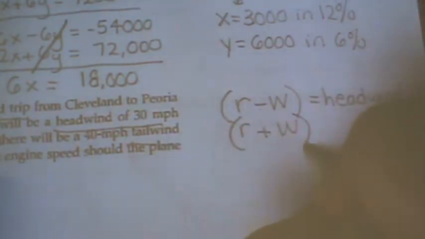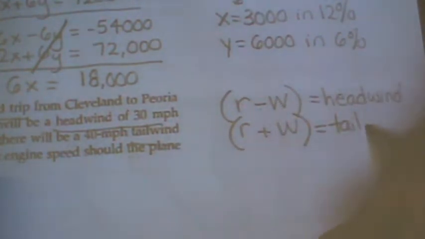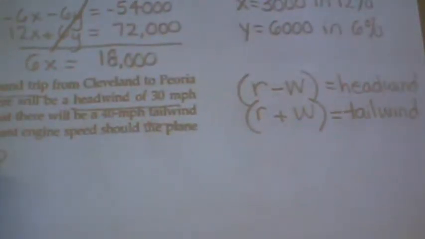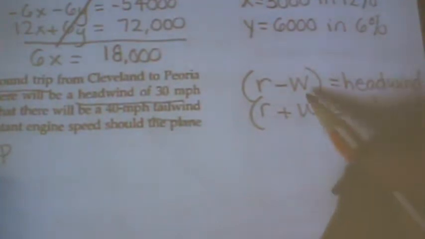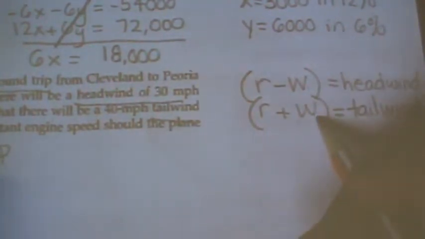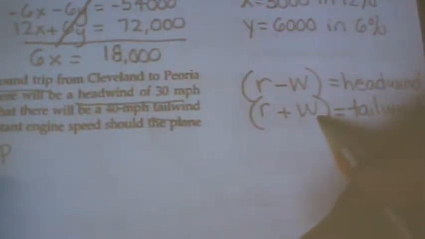When you've got tailwind, we like tailwind. Do you ever ride a bike and the wind's blowing, and it's easy? That's tailwind. The wind is pushing you, you're pedaling and you're just going faster. So headwind is slowing you down, tailwind is making you go faster.